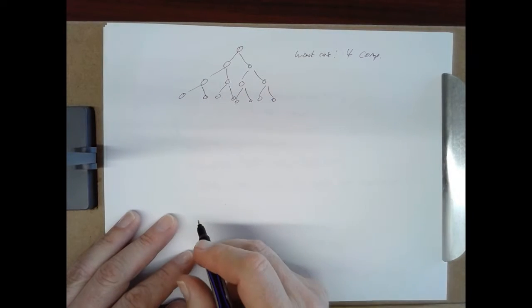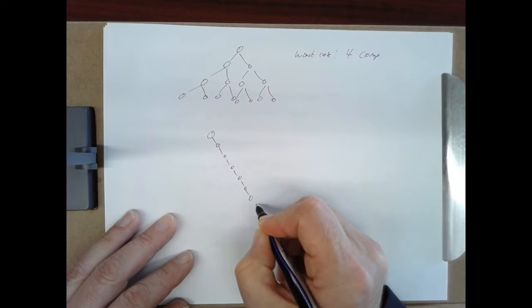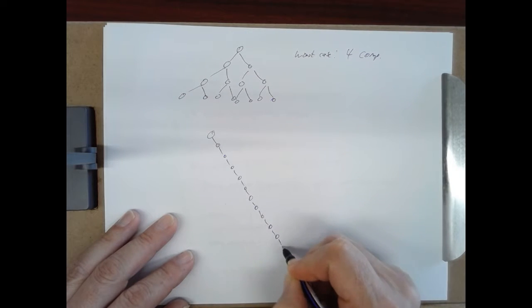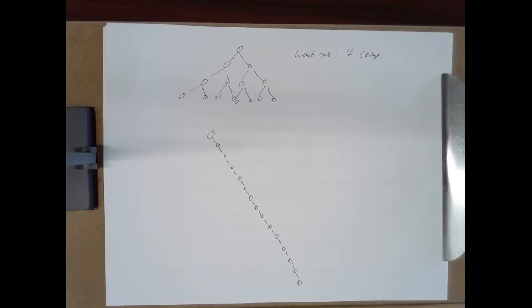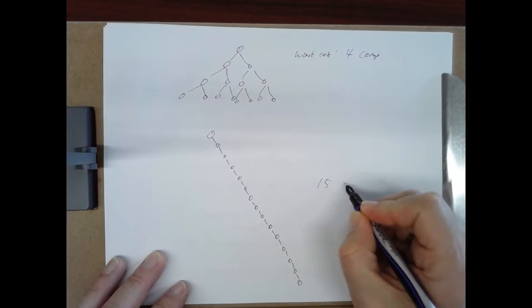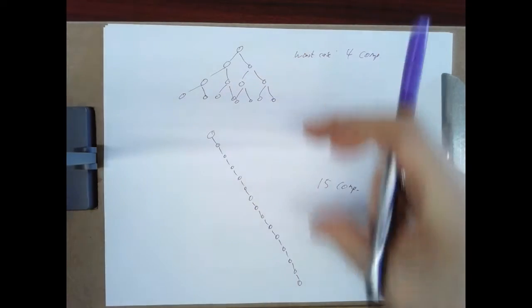Now, we could have the same set of 15 nodes in a really unfortunate tree, like this. And worst case, our number's not in here, and we have to do 15 comparisons. And that's just a linked list. That's our order n search operation. Exactly the same set of data, exactly the same search order, both binary trees, but this one is going to be much more efficient than that one.